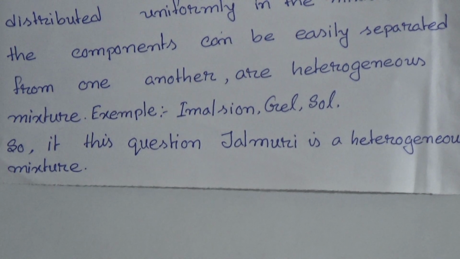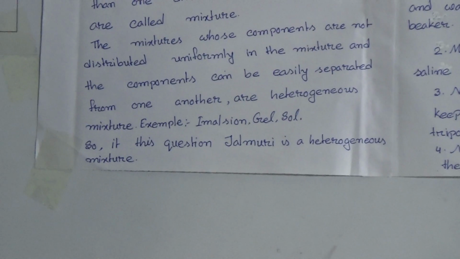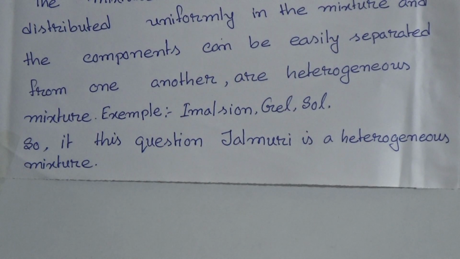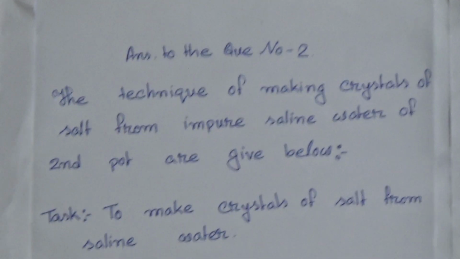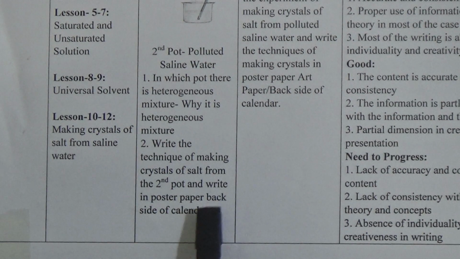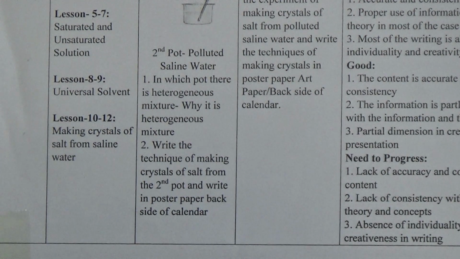So after reading the definition of the heterogeneous mixture, we can understand that jhalmuri is a heterogeneous mixture because we can separate the components from the jhalmuri. Now answer to question number 2. The question is, write the technique of making crystals of the salt from the second pot and write it in poster paper or on the backside of the calendar.